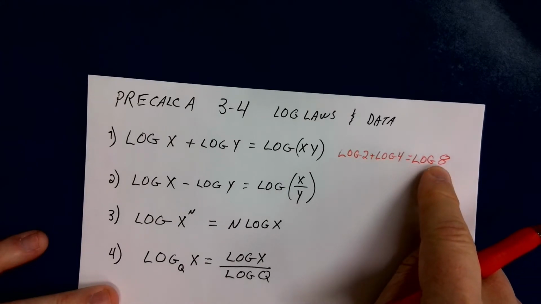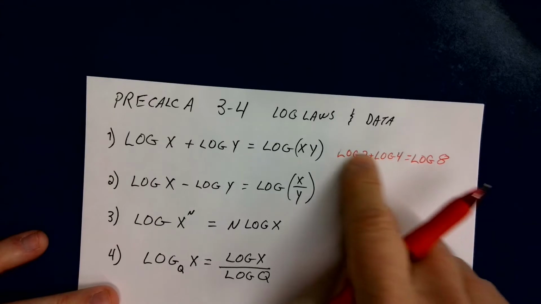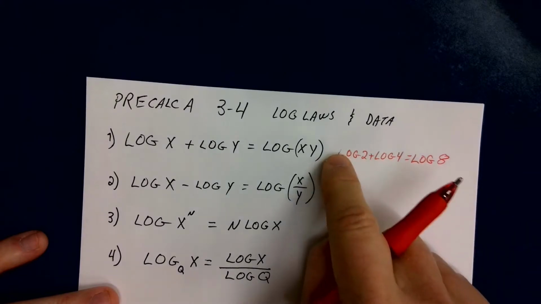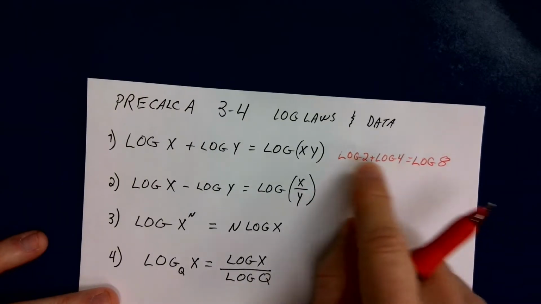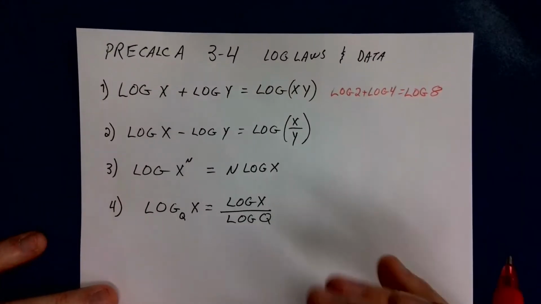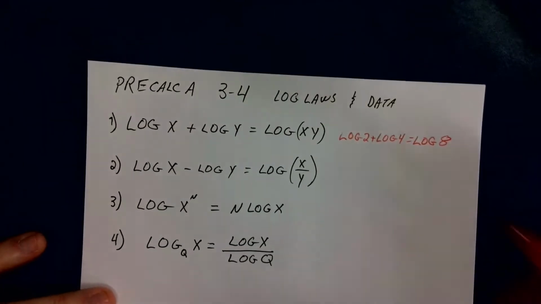I can take a single log and break it up into smaller logs, or I can take a couple of different logs and write it as a single log. And they all have to be the same base. So if this was a base of 3, this would have to be a base of 3, this would have to be a base of 3, or a base of 10, 10, and 10. I've just written most of these ones right here with no bases until I do this one, which is called the change of base law.